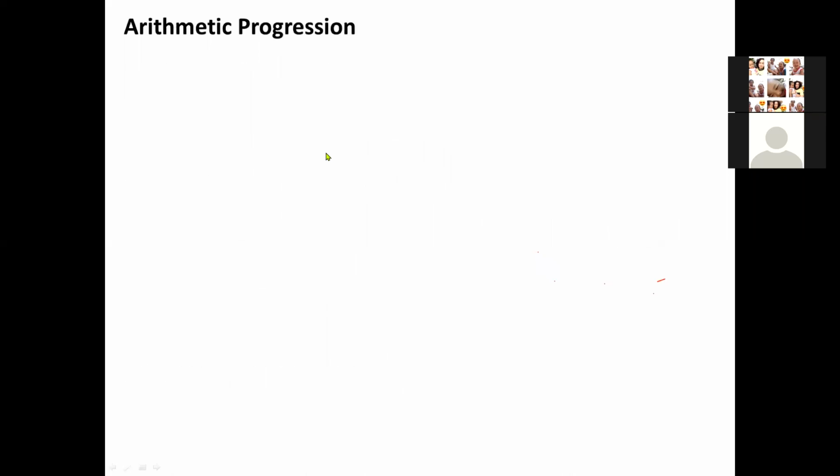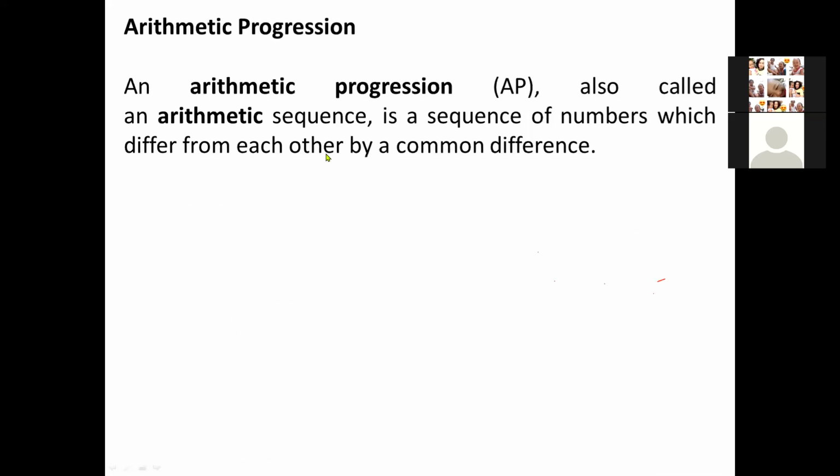And then, the second one, we have the arithmetic progression. An arithmetic progression, also called as arithmetic sequence, is a sequence of numbers which differs from each other by a common difference. Lahat ng mga makakasunod na numero, meron silang tinatawag na common difference. And paano natin malalaman na arithmetic progression yan? Ito yung mga halimbawa natin, no?